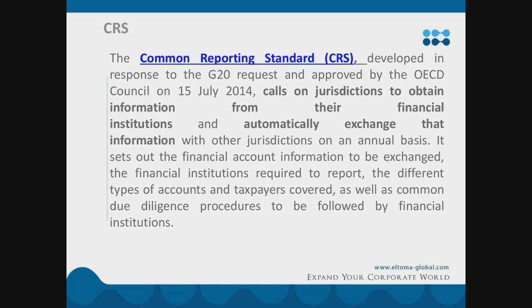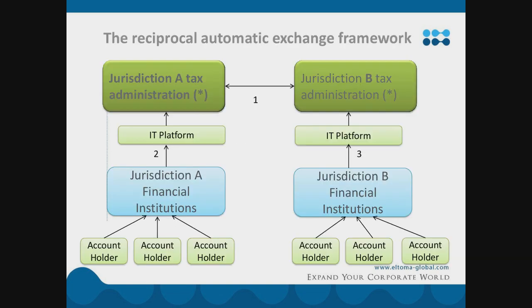So let's see how it looks on the slide. Here we've got two possible jurisdictions, A and B. As you can see, the financial institutions in jurisdiction A collect information on the account holders in its jurisdiction, and then, using the IT platform, they send this information to the jurisdiction A tax administration. And then the jurisdiction A tax administration exchanges this information with the jurisdiction B tax administration. And then the jurisdiction B tax administration collects information from its financial institutions about their account holders, and then exchanges this information with the jurisdiction A tax administration.